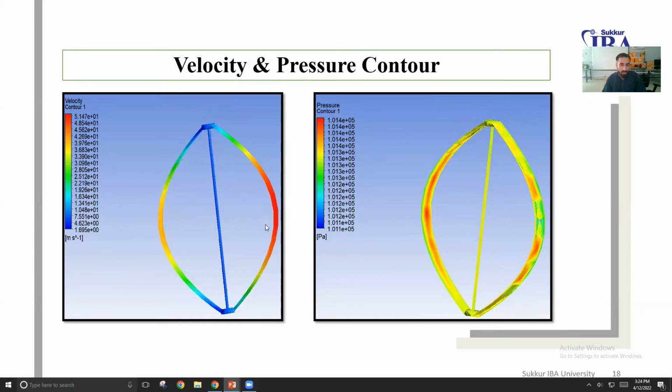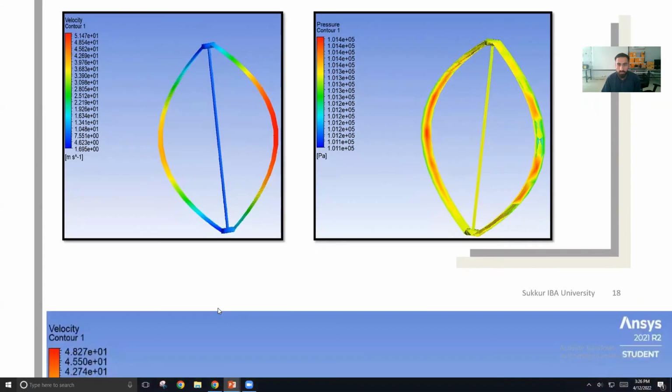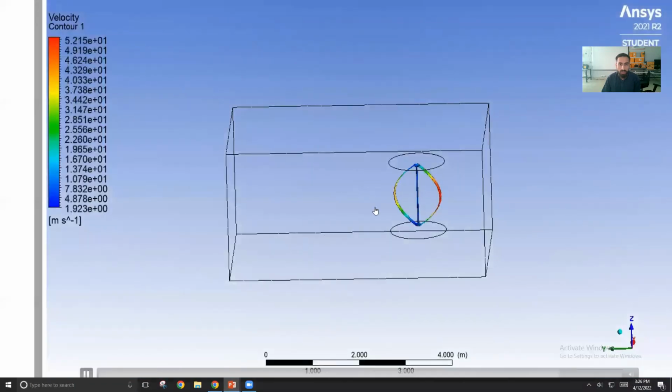Here we can see the velocity contour is shown, defined here in the middle of the wind turbine, and at the upper and lower part the velocity wind speed is lower, and this one is the simulation field of the wind turbine. We can see the velocity contour where the wind hits the most is low.